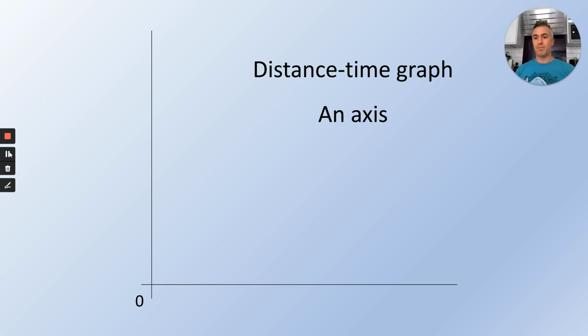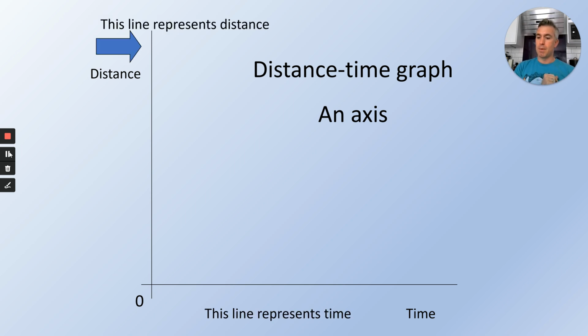Okay, so distance time graph and axes. So we have the x-axis and we have the y-axis. The y-axis is equal to the distance, and the x-axis is equal to the time. Always, time is always on the x-axis. We can't control the time in this situation, so we put it on the x-axis.